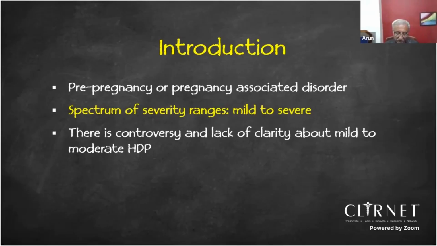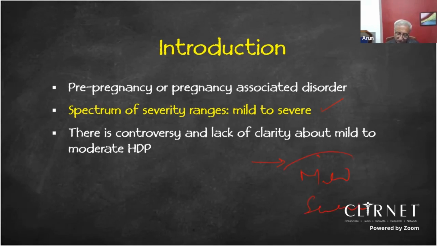The topic for today's discussion is hypertensive disorders of pregnancy. Hypertensive disorder of pregnancy is basically a pregnancy-associated disorder. The severity ranges from mild to severe. There is less distinction between mild and moderate now, so practically we have only two classes: one is mild and the other is severe.